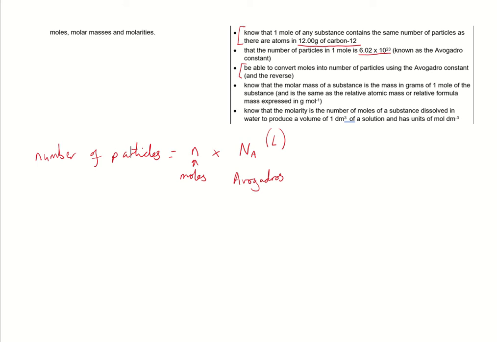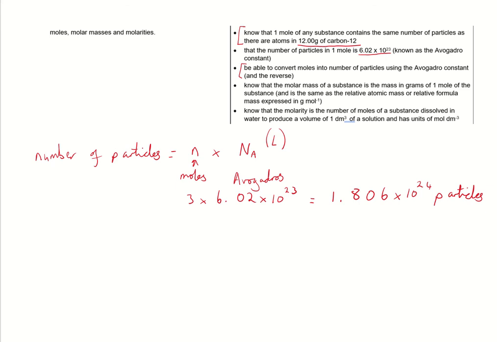So if I say 3 moles, then all we simply do is 3 times 6.02 times 10 to the power of 23. And if I get a calculator and do that, then we've got 1.806 times 10 to the power of 24 particles. And likewise, if you've got half a mole or 10 moles, things like that, all you're doing is multiplying it by this number.